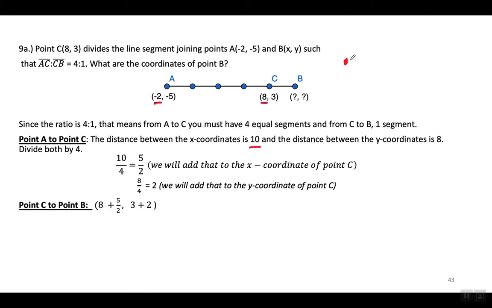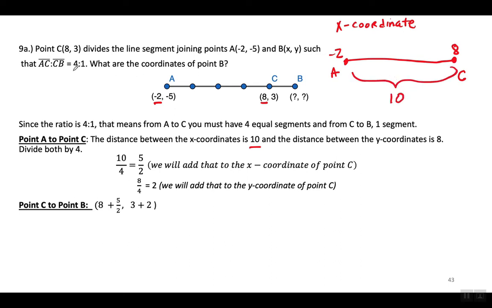Let's just look at the x coordinates. All right, if we look at the x coordinates from A to C, they're going from -2 to +8. That's a distance of 10. And we need 4 equal segments here.